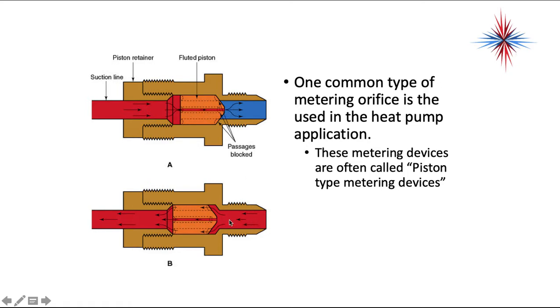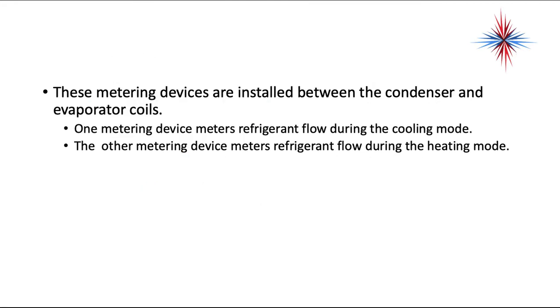When we have reverse flow, for example, in the heating mode, that metering device is pushed backwards and allows free flow of refrigerant around the orifice. So it's not metering. Piston type metering devices are bidirectional, but they have to be kept clean. These metering devices are installed between the condenser and evaporator coil. One metering device meters the refrigerant flow during cooling mode. The other metering device meters the refrigerant during heating mode.